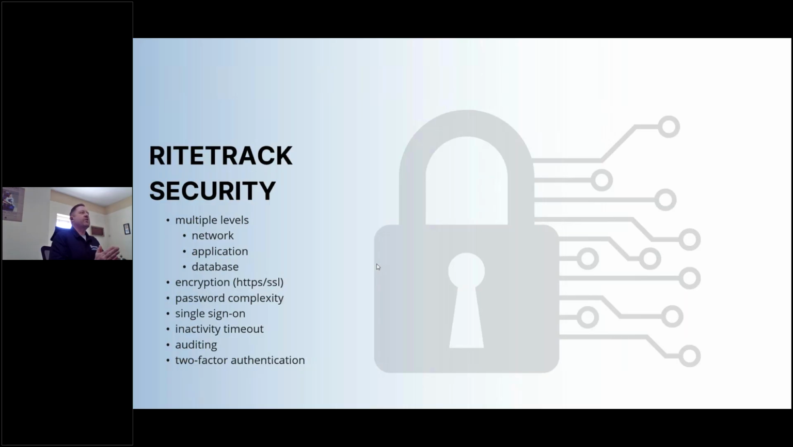And finally, security. RiteTrack has always had multiple levels of security in that there's security at the network level, the application level, and the database level. At the application level, that includes the RiteTrack security model that allows you to define what people can add, view, edit, or delete, even down to the field on a form view.